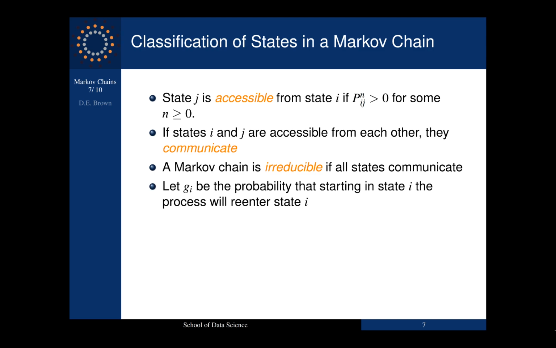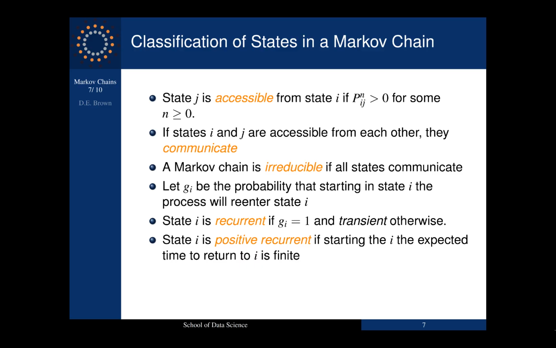So let g_i be the probability that starting in state i, the process will eventually re-enter state i. We start in state i, and the question is, do we ever re-enter it? We're going to let g_i be the probability that we do. We say that a state is recurrent if g_i is 1. In other words, we will absolutely at some point come back to the state that we started in. And if we don't come back, if it's not 1, then it's called transient.